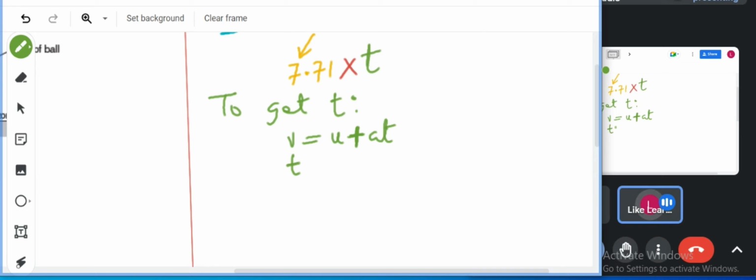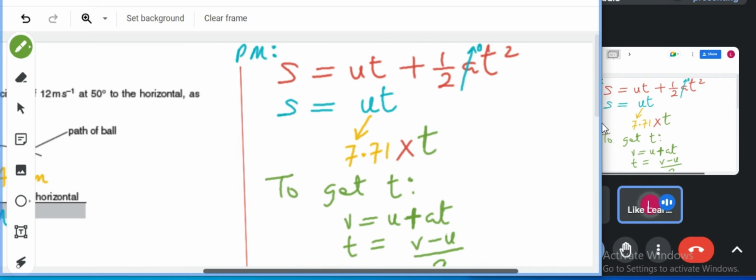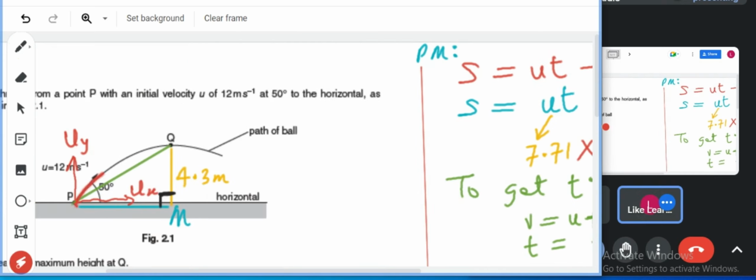So t is equal to v minus u over a, isn't it? Yeah. We did all that when I was helping you to derive the formulas. V minus U all over A will give us T. Am I right? Yes. Okay, so just consider the rise part.